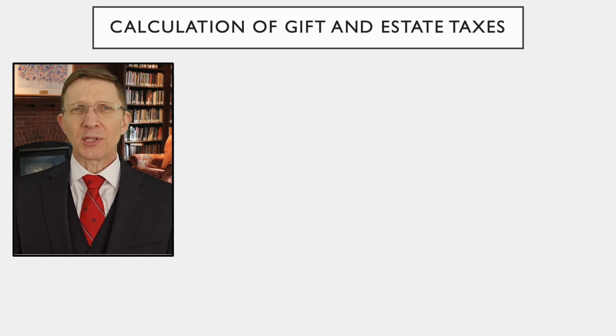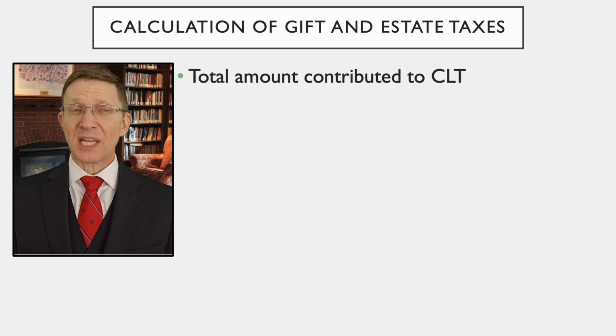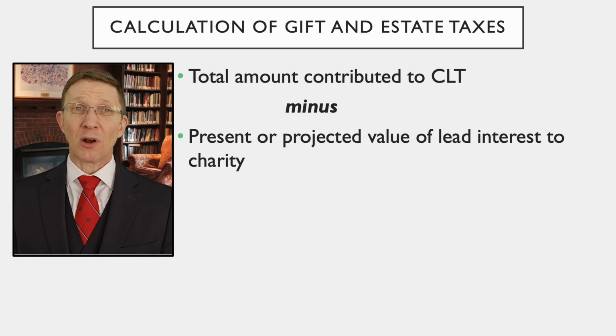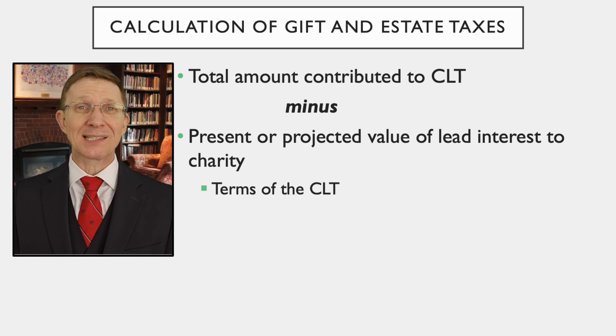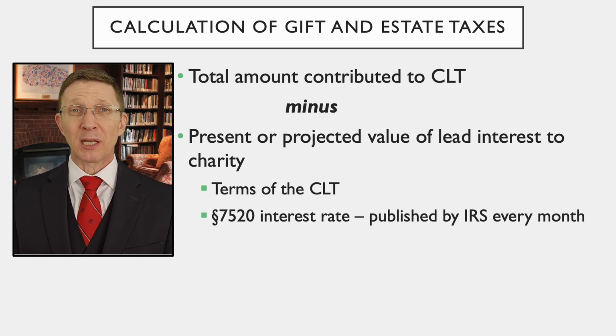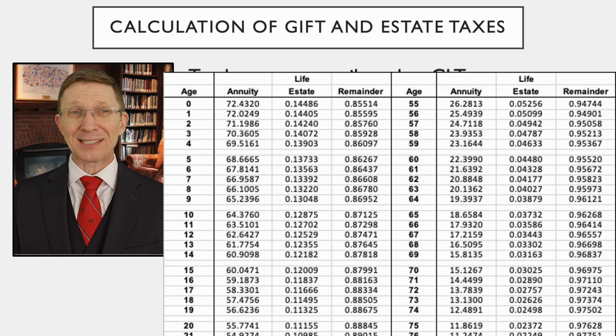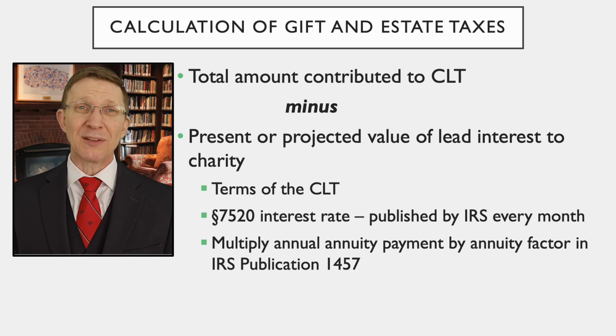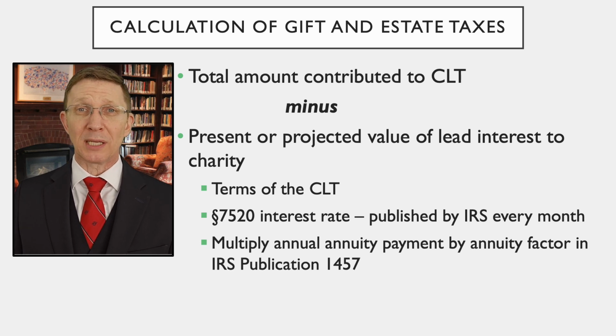So how is that amount determined? The remainder amount is the total amount contributed to the CLT minus the present or projected value of the lead interest that will be given to charity. Determining the lead interest starts with the terms of the trust and the Section 7520 interest rate, which the IRS publishes every month. The donor then finds the applicable annuity factor in detailed tables published by the IRS and multiplies that annuity factor by the annual payment to be given to charity.